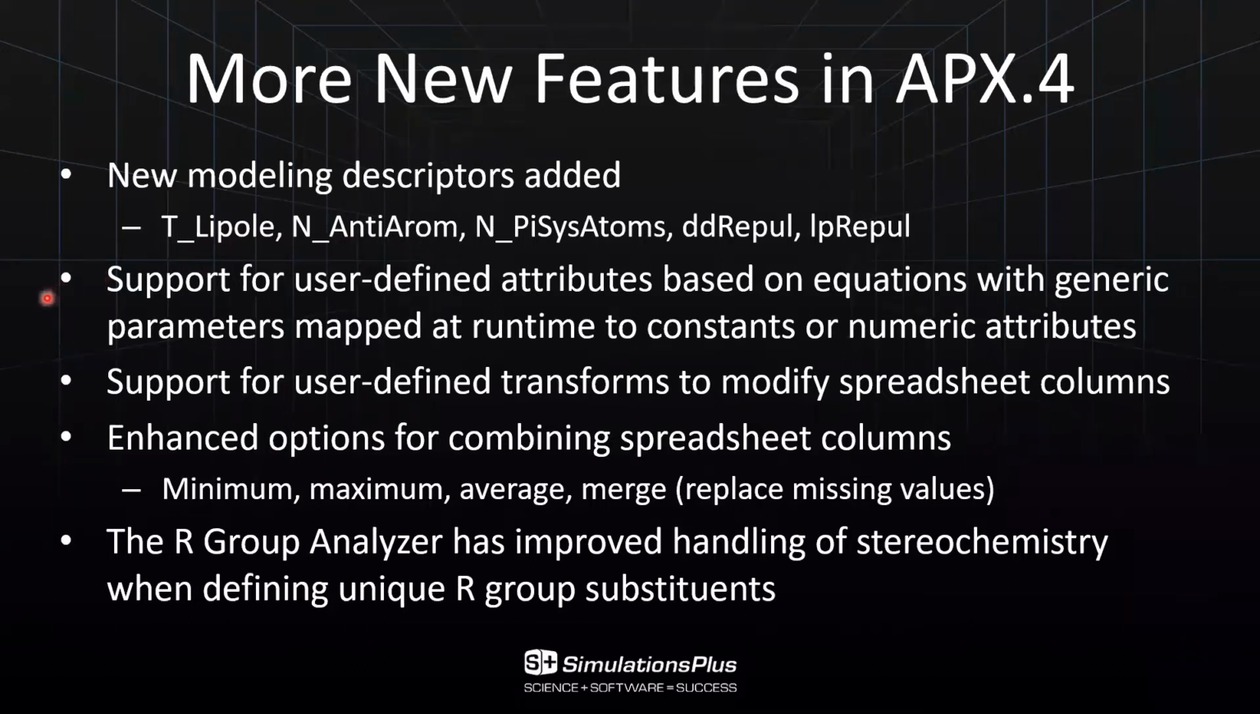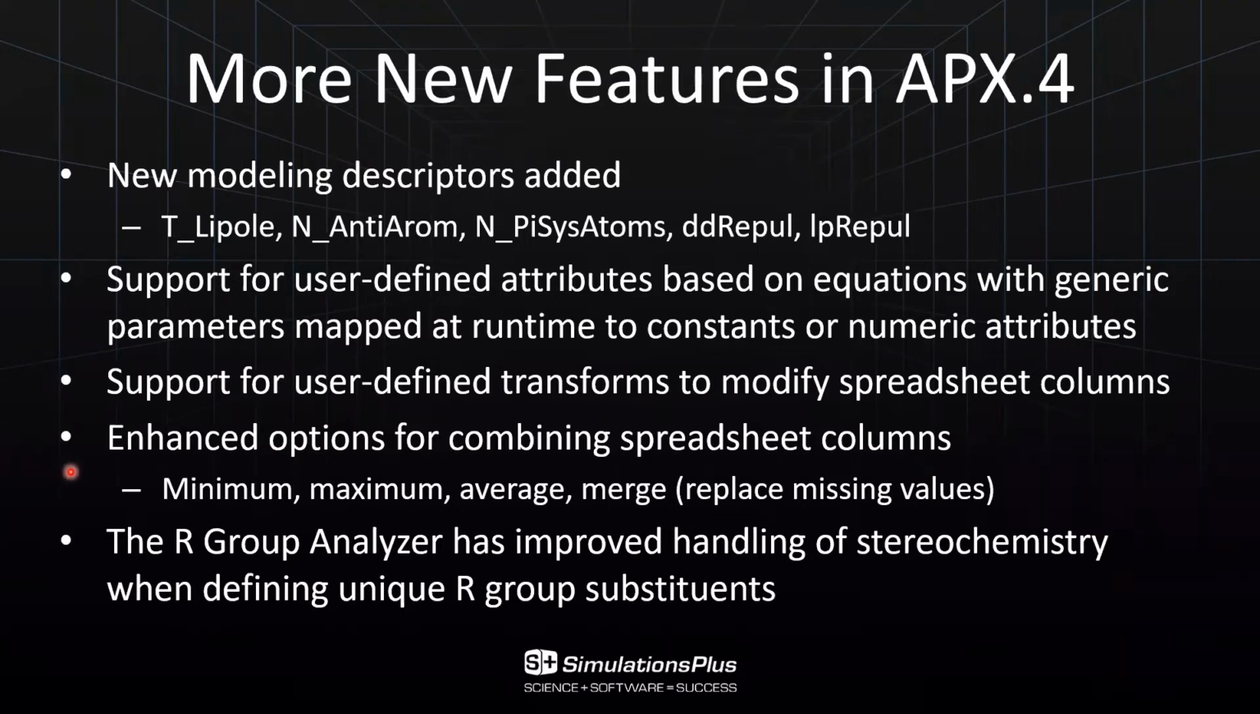There is a new feature to add user-defined attributes based on equations that contain generic parameters that are mapped at runtime to either constants or numeric attributes. This makes it much easier to create equations that depend on user-defined data. And I will show an example of this during the demo. A related feature allows users to define their own transforms to modify spreadsheet columns very quickly and easily.